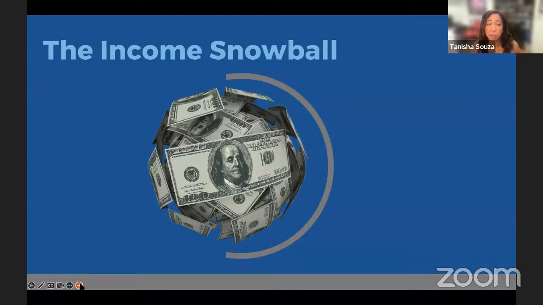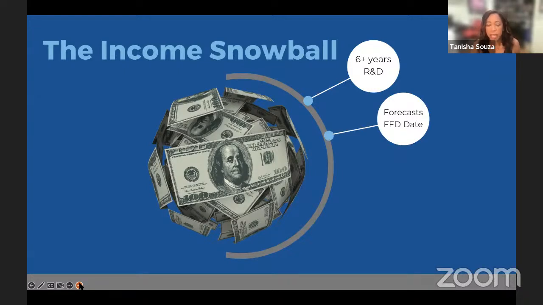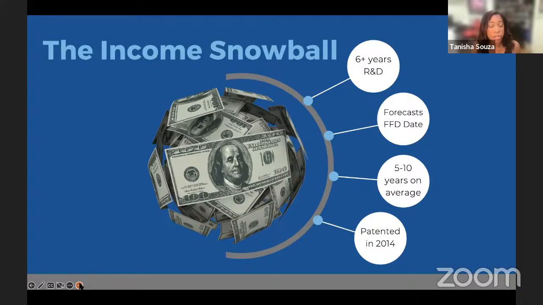So let me tell you a little bit about the Income Snowball first. This is just a quick overview. Before I received the patent, we spent about 6+ years in research and development. It's a patented calculator that forecasts the financial freedom date. The average person, somebody without a lot of assets, but who has anywhere from $1,000 to $2,500 or more in excess cash flow after they pay their monthly expenses, can typically retire, stop working in 5 to 10 years and have that income continue to roll in for the rest of their lives. And it was patented in 2014.